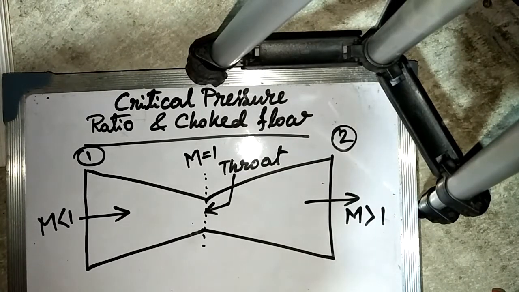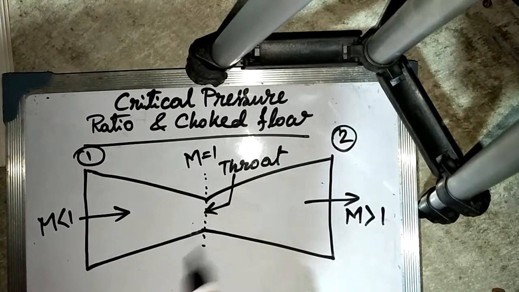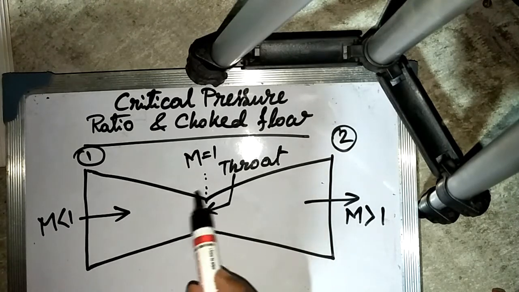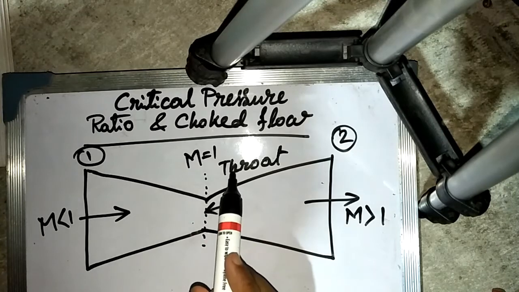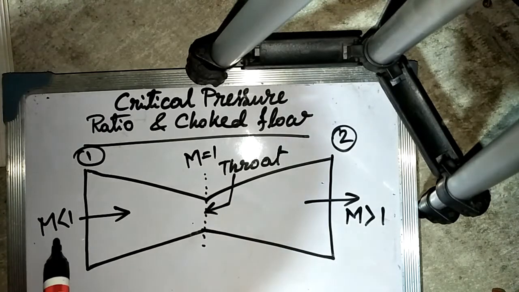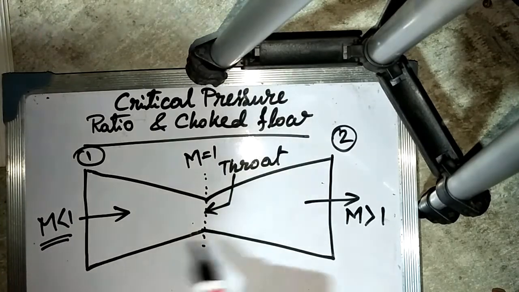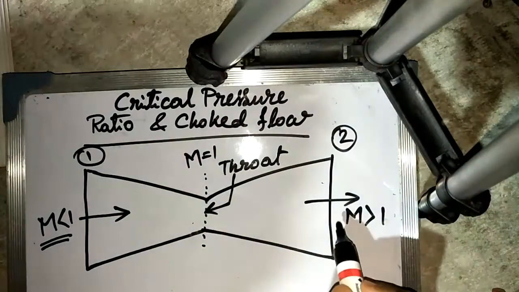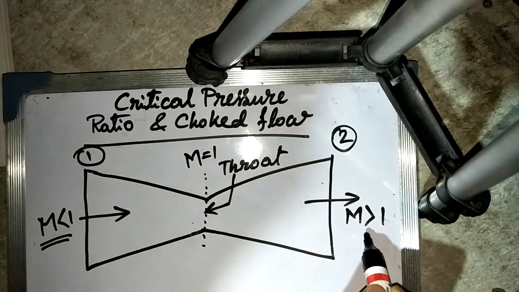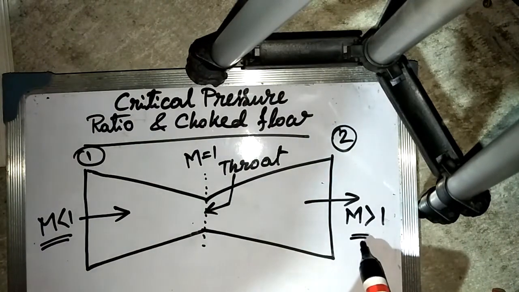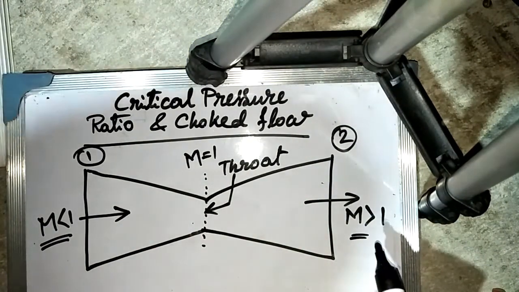As you can see, it's a convergent divergent type nozzle. This part is called the throat. Suppose a flow that is M less than 1, that means subsonic flow, is flowing through the nozzle, and so at the outlet we get a supersonic flow, that is M greater than 1.